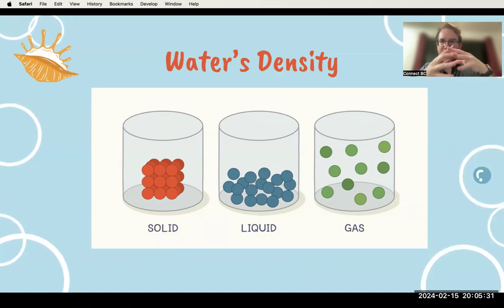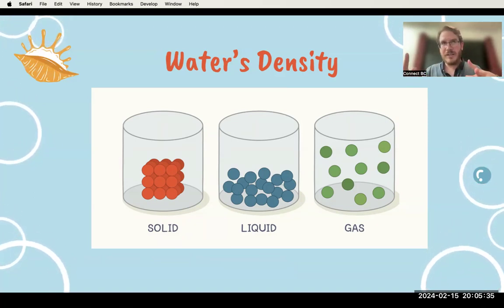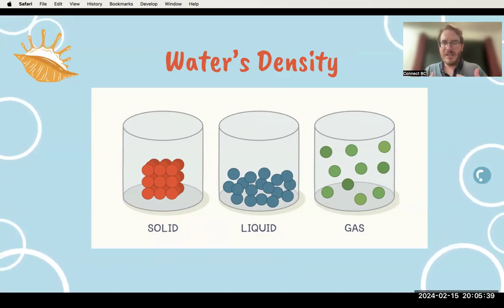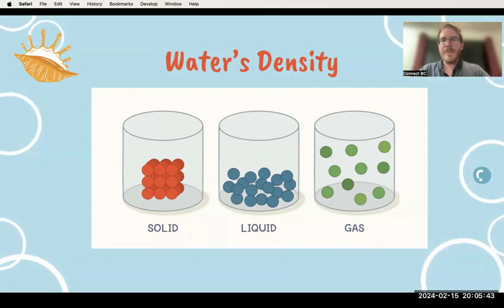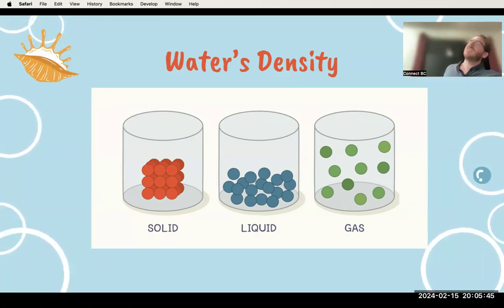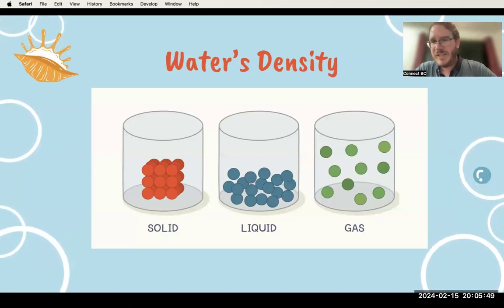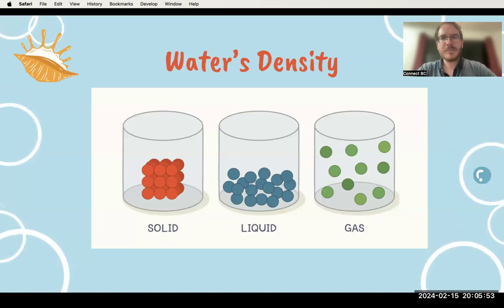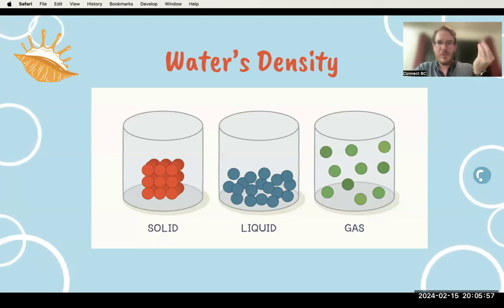Whereas liquid, they're a bit more spread out. They can go with the flow a bit. They'll become the shape of the container they're in. They'll fill that container because they've got a bit of flexibility to move around. Whereas a gas, they're just floating around all over the place. And so that's what allows a gas to float in the air and move around the room, because those particles are very far apart.